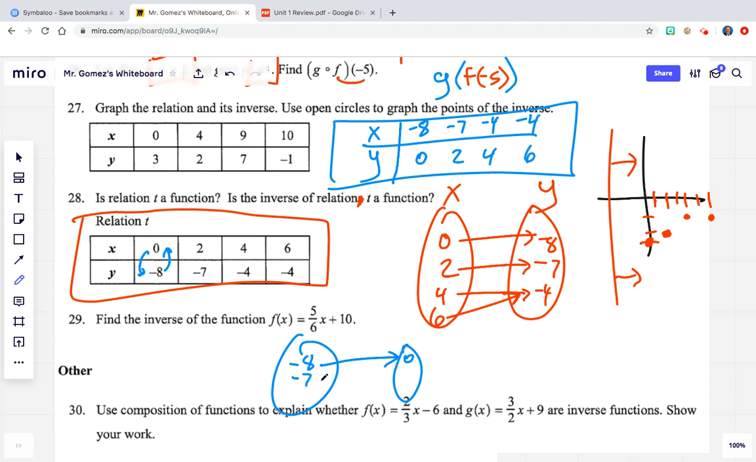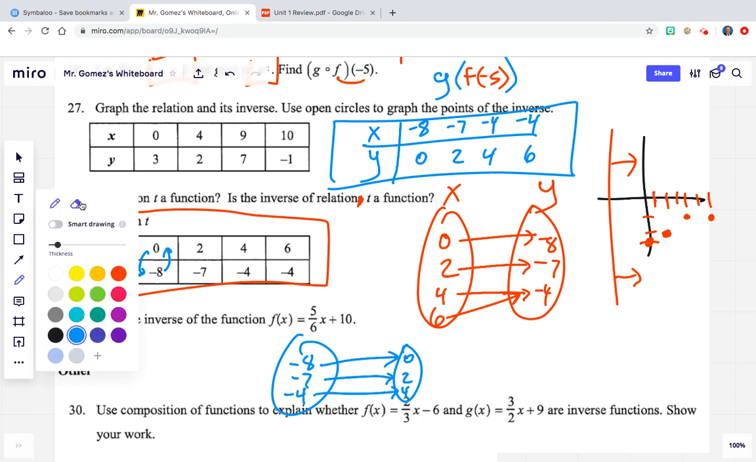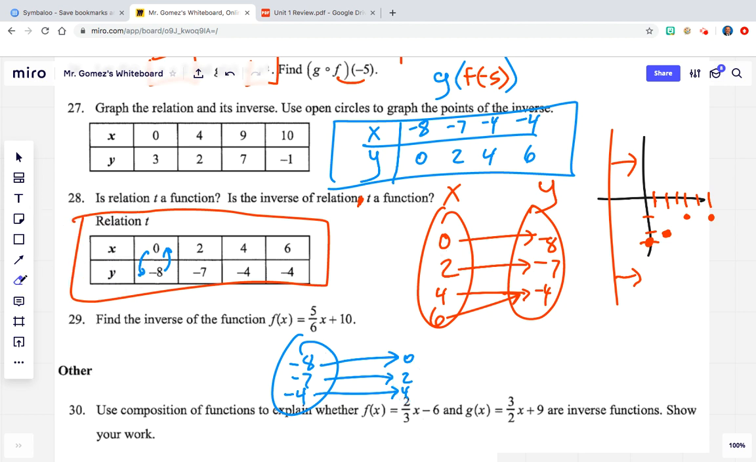It would have negative 7 going to 2. Then it would have negative 4 going to 4, but it would also have negative 4 going to another number, in this case 6. So I could write a 6 down here, okay? So negative 4 cannot go to two different y values, because then it would fail the vertical line test.